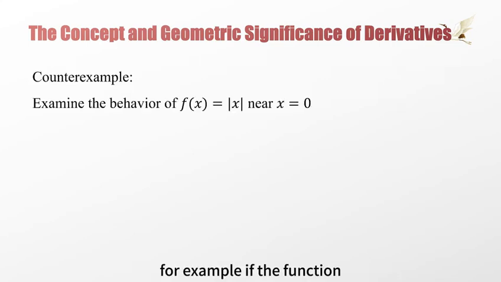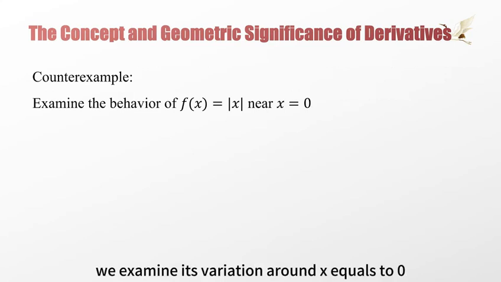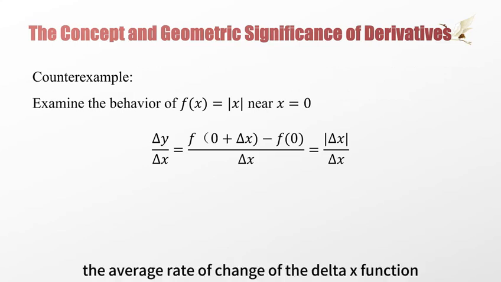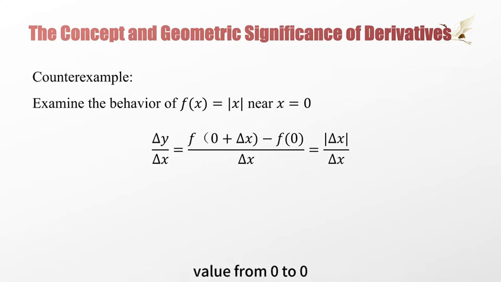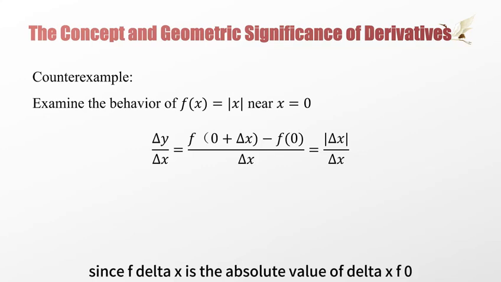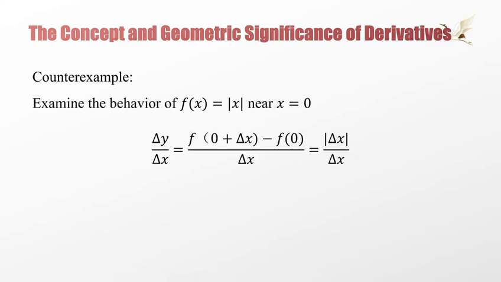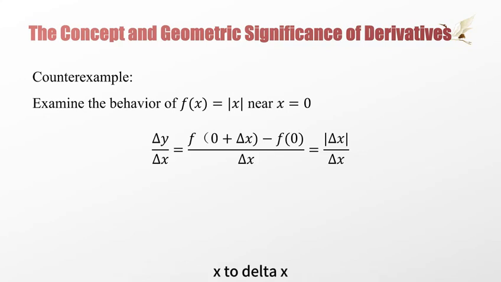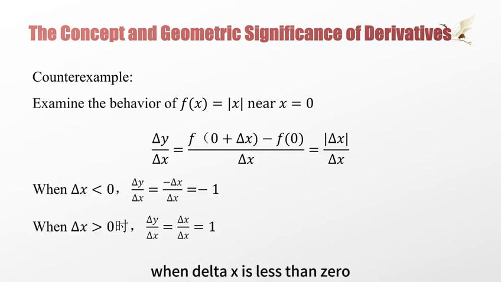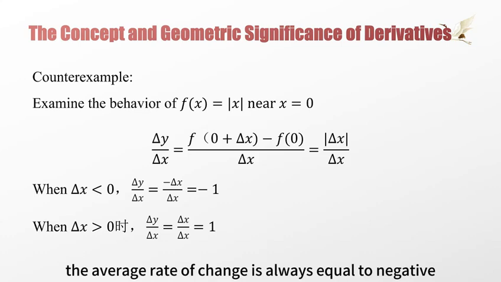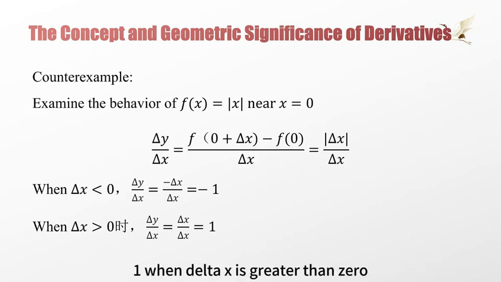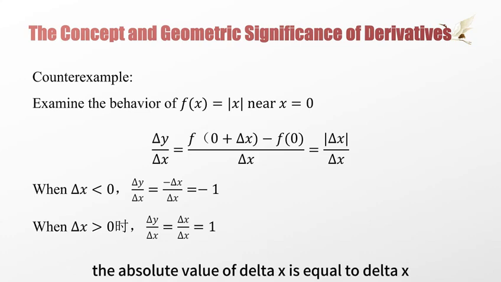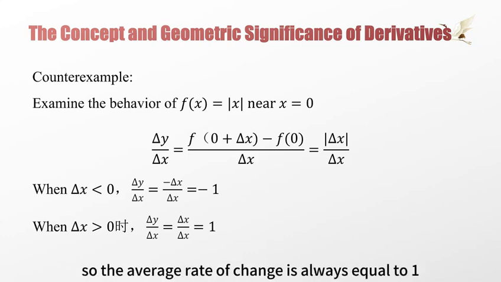Everyone can try giving counter-examples. For example, if the function f(x) is equal to the absolute value of x, we examine its variation around x equals 0. We first calculate the average rate of change of the function value from 0 to delta x. Since f(delta x) is the absolute value of delta x, and f(0) is equal to 0, the average rate of change delta y over delta x is the ratio of the absolute value of delta x to delta x. When delta x is less than 0, the absolute value of delta x is equal to negative delta x, so the average rate of change is always equal to negative 1. When delta x is greater than 0, the absolute value of delta x is equal to delta x, so the average rate of change is always equal to 1.